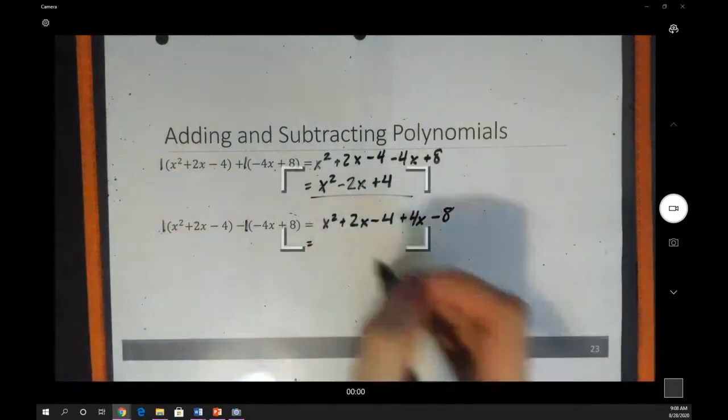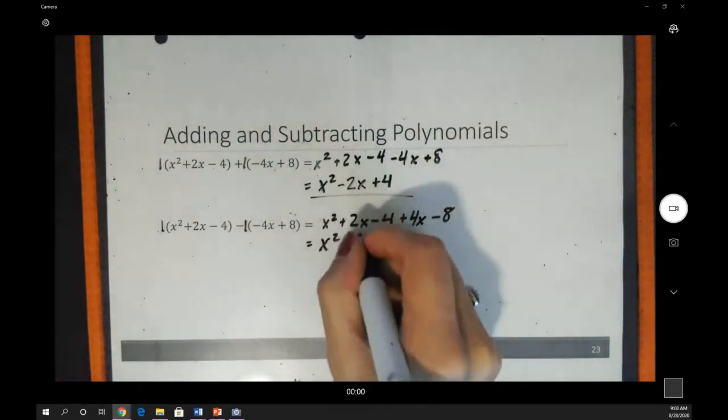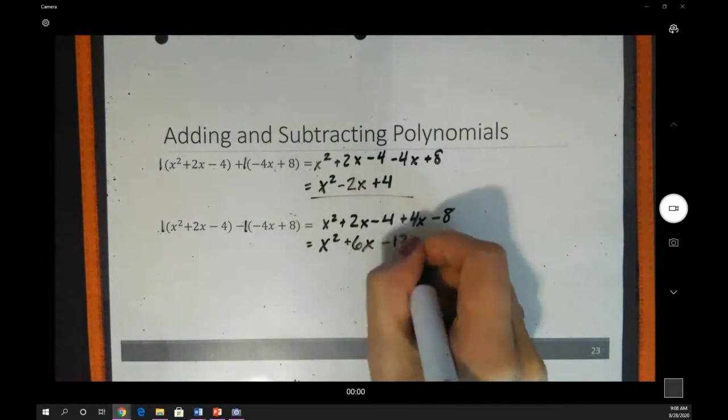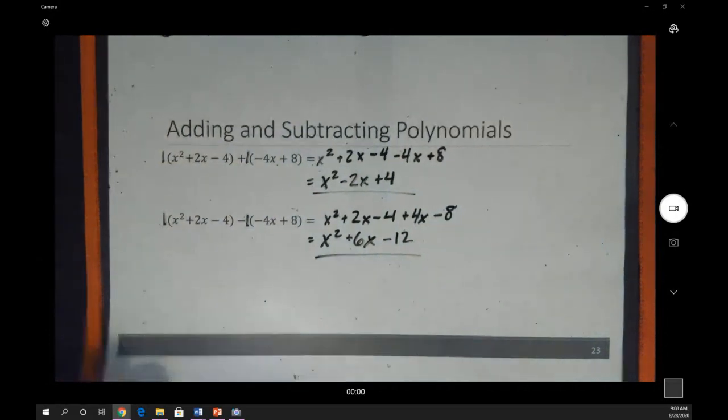If I combine my like terms, I'm going to have x squared, 2x plus 4x is a positive 6x, and negative 4 minus 8 is a negative 12. So we get x squared plus 6x minus 12. So we have our addition and subtraction.